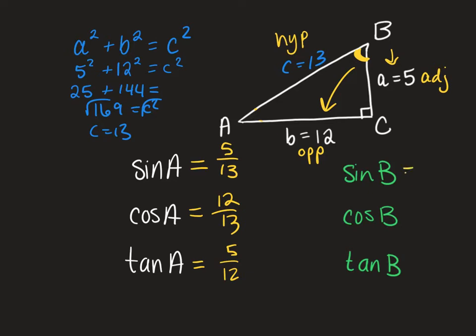So the sine of angle B would be what? 12 over 13. Cosine of B. And tangent of B. 12 over 5. Yeah, opposite over adjacent.